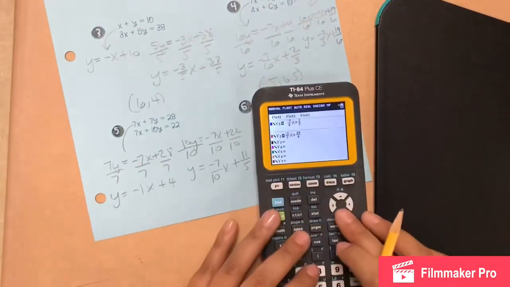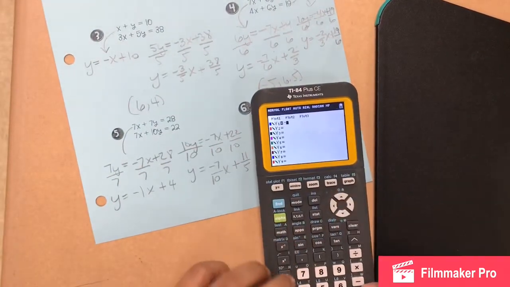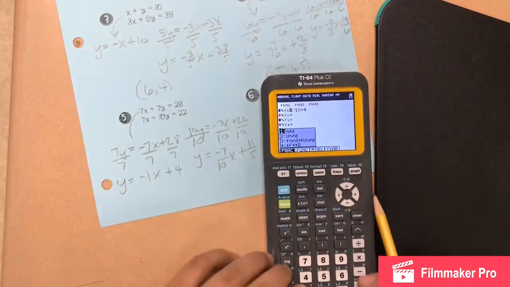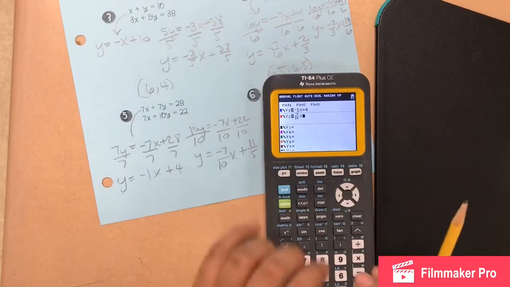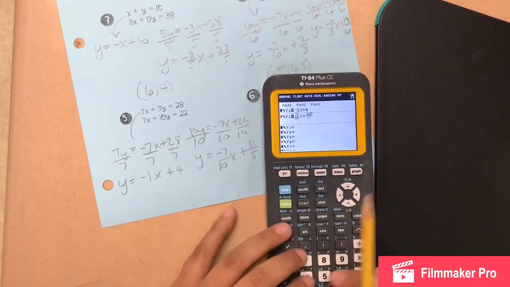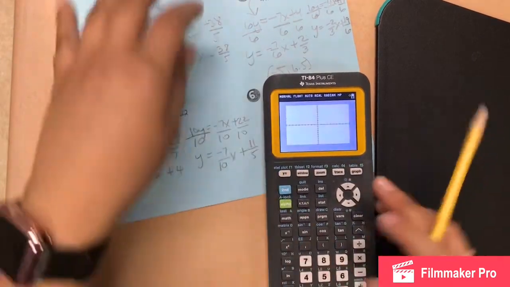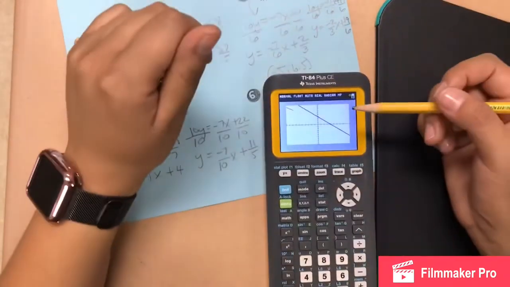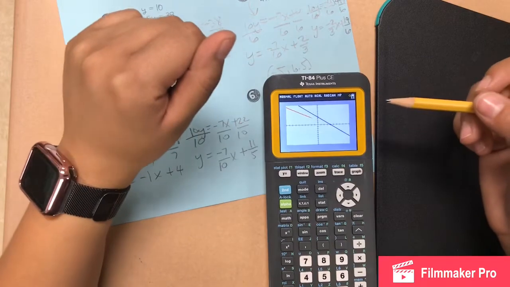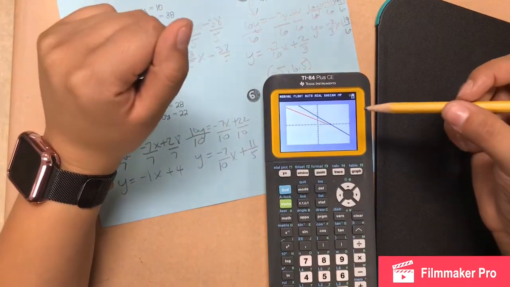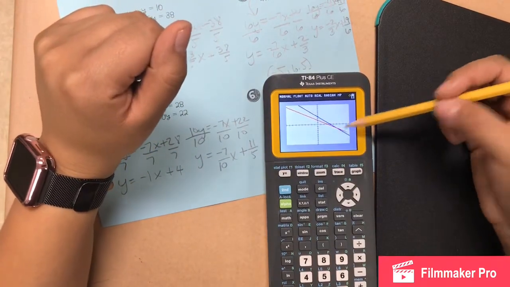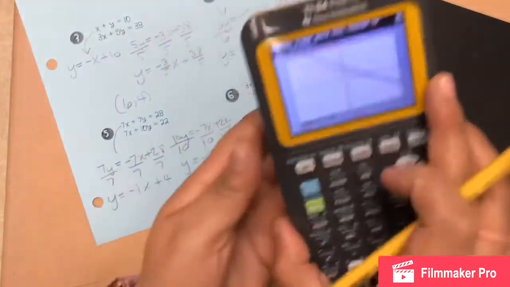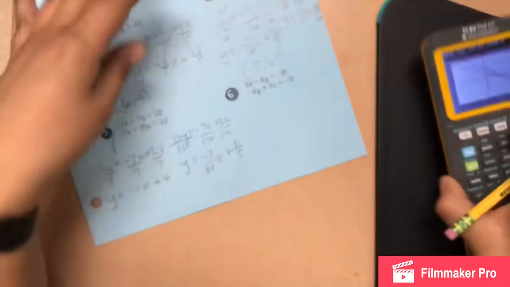Once I type both in, negative 1x plus 4 and negative 7 over 10x plus 11 over 5, hit graph. That one came out faster. I think when we're dealing with fractions, it just goes a little bit slower. I can see where they intersect. So once it's done loading, second trace 5, enter, enter, enter. My point of intersection is a pretty number, (6, -2).